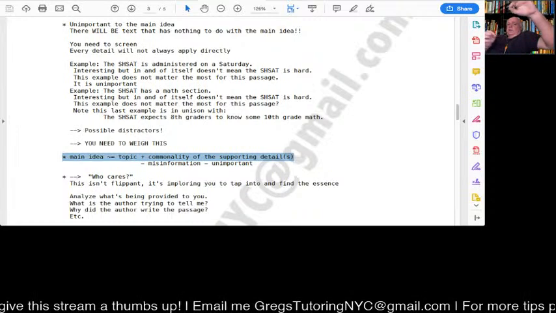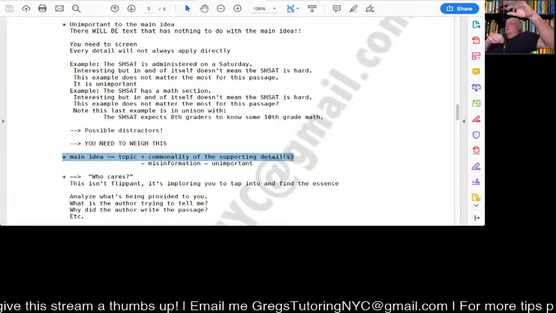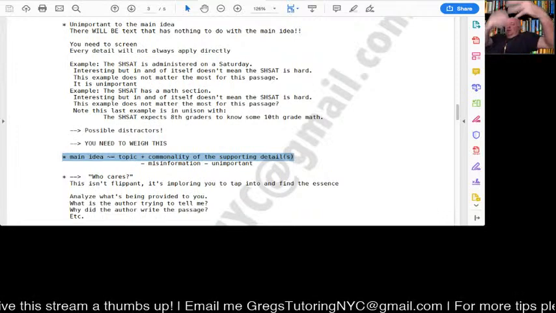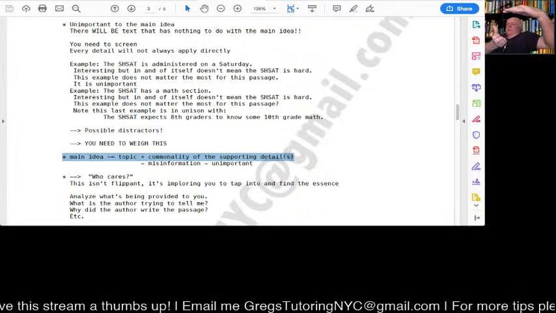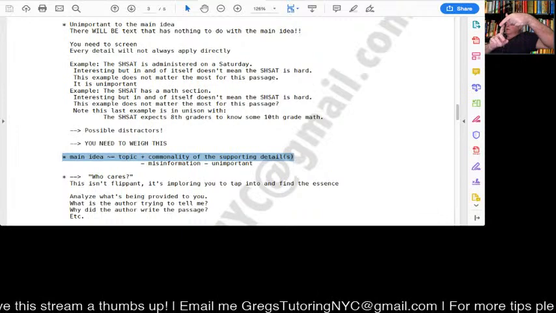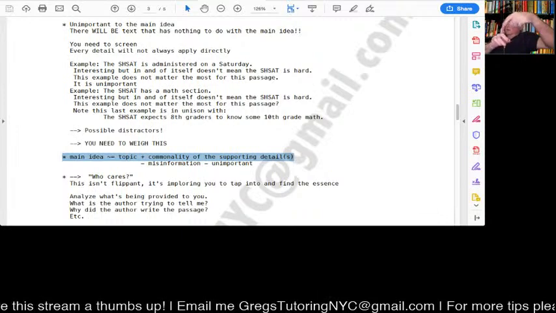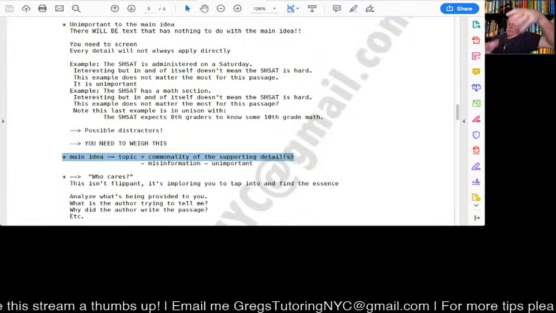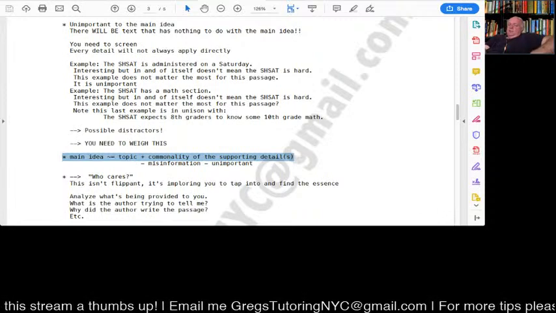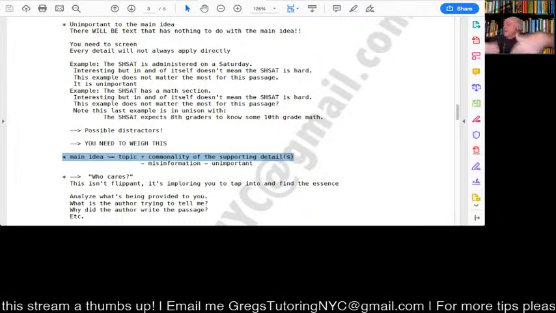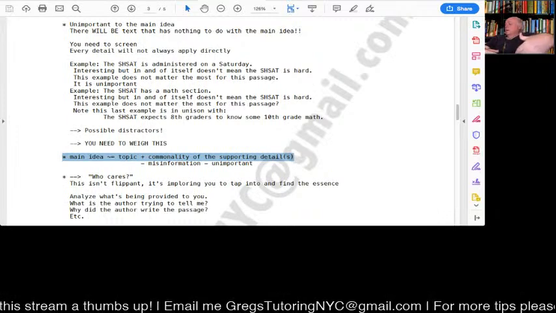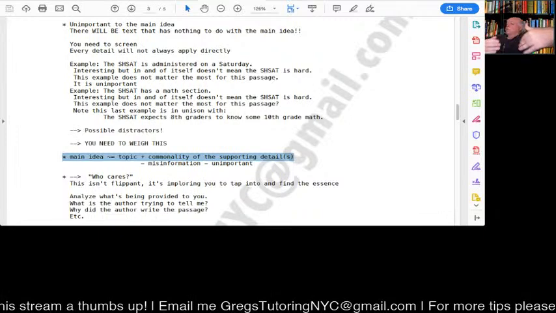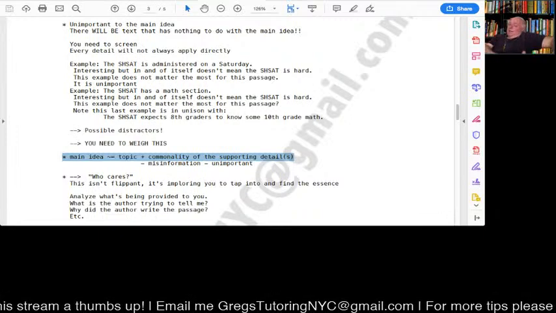So it may turn out that the passage ends up being about the SHSAT being hard in math. Because if you look at what I wrote about, I talked about the area of a circle and exponents, stuff like that. So it could be that this is about the math section only of the SHSAT being hard. And I said before that where it said the SHSAT has a math section, that's unimportant. Maybe that turns out that it really is important.